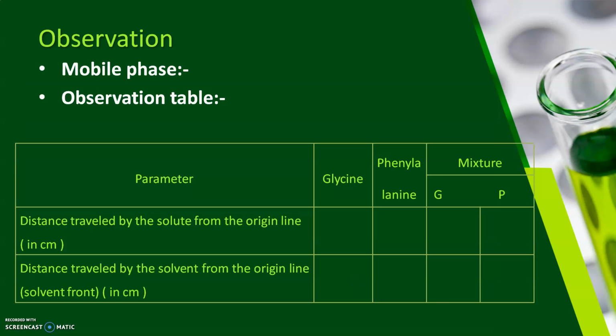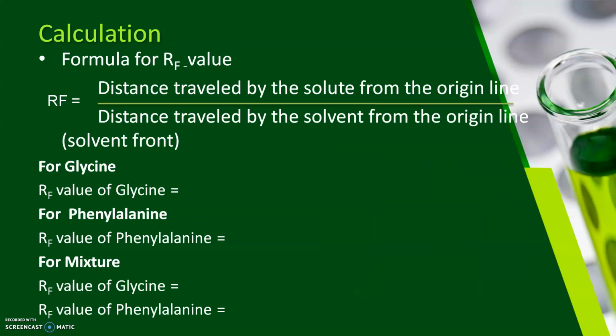Then these are the observations. You should write down whatever mobile phase you used, and the parameters for the RF value of glycine standard, phenylalanine standard, and the mixture containing glycine and phenylalanine, in centimeters, for the calculation and comparison of RF values. That is the distance traveled by the solute from the line of origin and the distance traveled by the solvent from the line of origin, in centimeters. The formula for the RF value is the distance traveled by the solute from the line of origin divided by the distance traveled by the solvent from the line of origin.